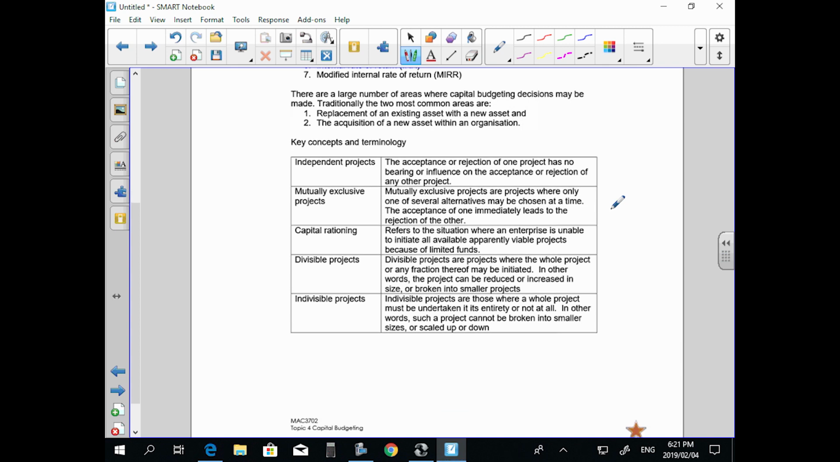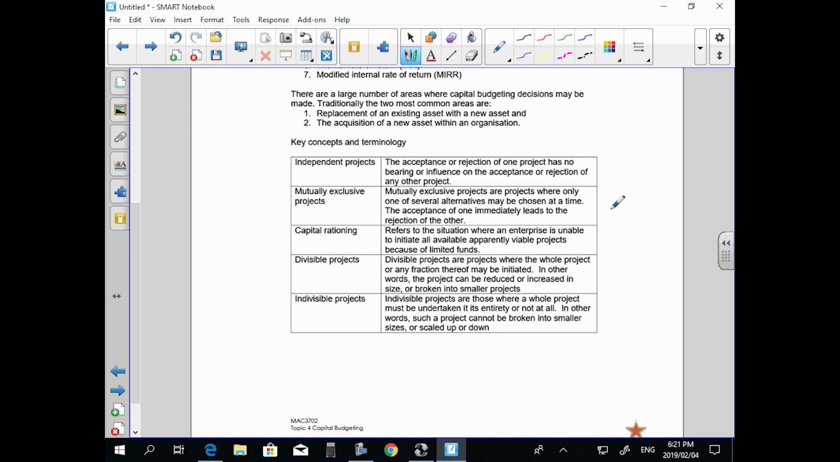Divisible projects are projects where the whole project or any fraction thereof may be initiated. In other words, a project can be reduced or increased in size or broken into smaller projects. So if you look at some tender documents, for those of you guys that have seen tenders, they'll say, okay, there's part A, part B, part C. You can apply for all of them, but you may not be awarded all of them. You may be awarded A and B, but not C. So there may be differences.